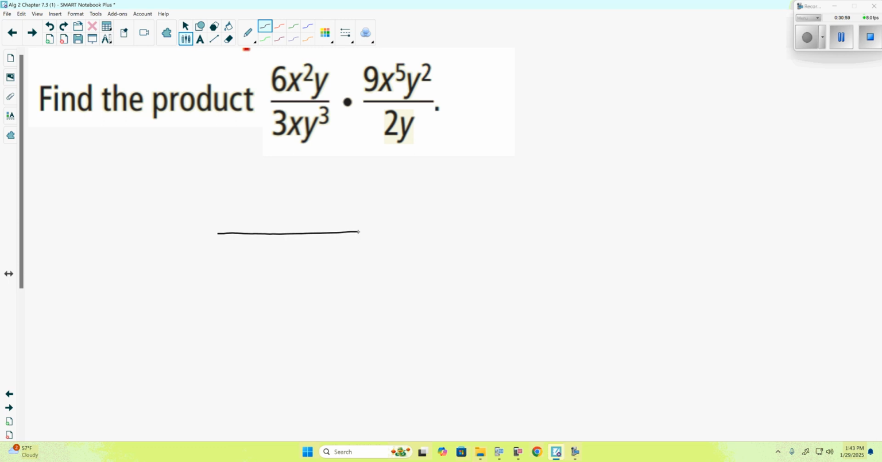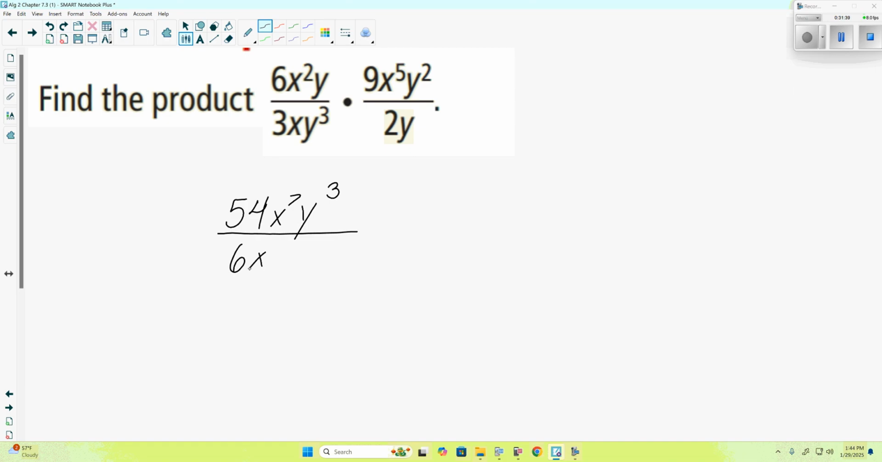So let's look at this here. On top, we have 6 times 9. 6 times 9 is? Six times 6 is 36. 4 times 9 is 36. 6 times 9 would be 54. x squared times x to the 5th would be x to the 7th. We add those exponents. y times y squared is going to be y to the 3rd.